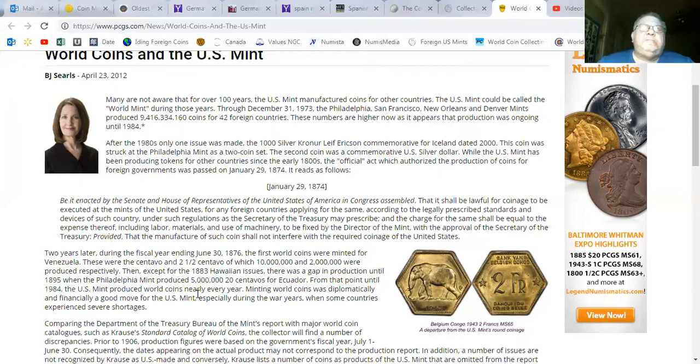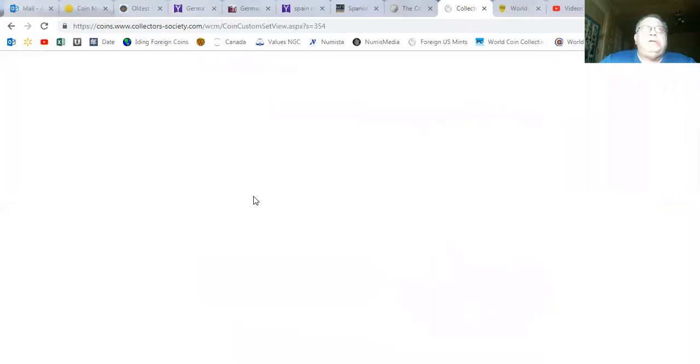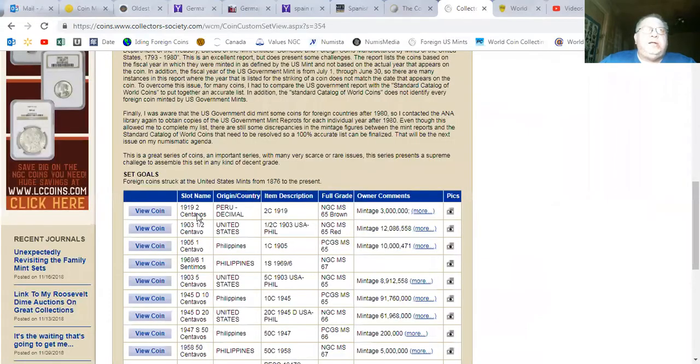So you know, you couldn't tell unless you know that coin is a... Hang on, there's a place to go for that. There's a lot of information here on this page here alone. And then we got this here. And this tells you the coins that were made. 1919, 2 centavos. We made it for Peru. And then 1903, half centavo. It was from the Philadelphia Mint.